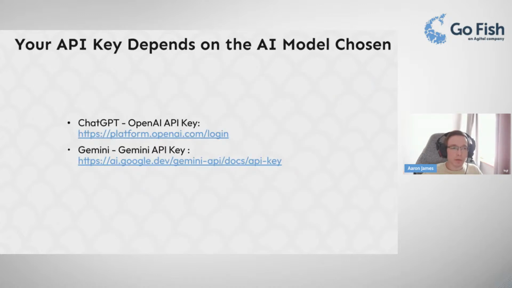Something to keep in mind, obviously your API key depends on the AI model chosen. So ChatGPT will require an OpenAI API key, and Gemini would require a Gemini API key. You'd have to go to the relevant site to generate these, but they do have free and paid options, so it's worth taking a look at least.